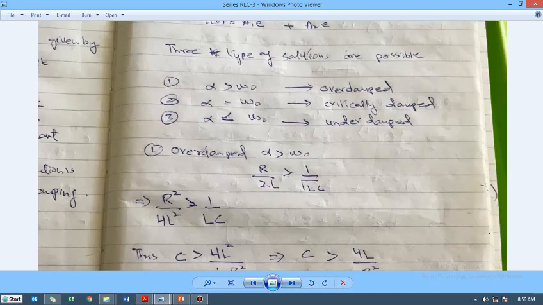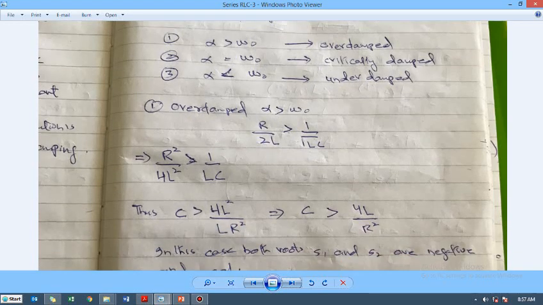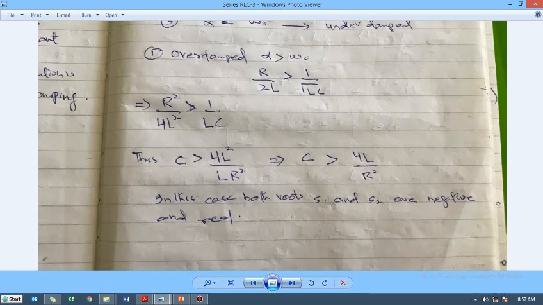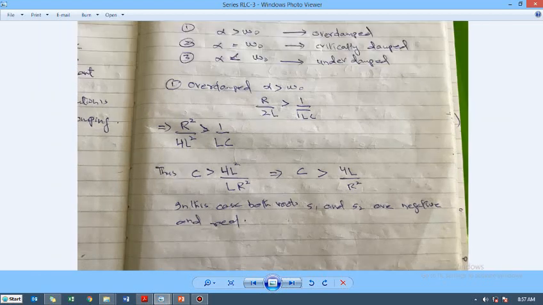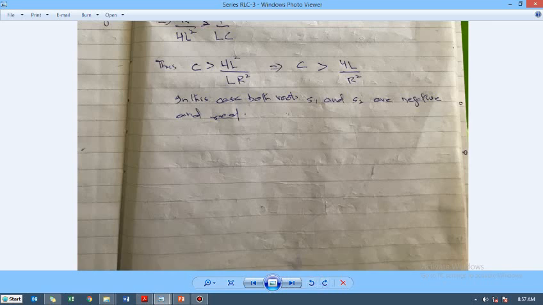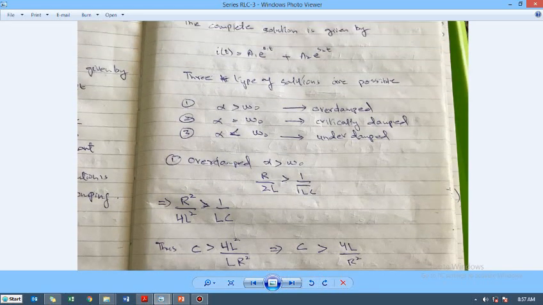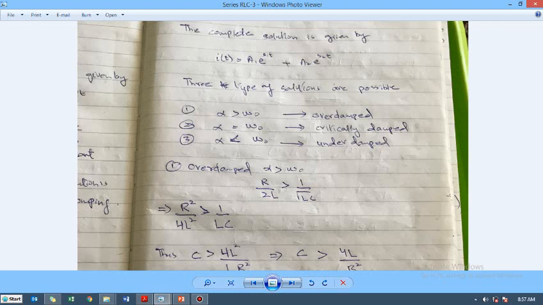And then there is also a possibility of alpha less than omega naught. In that case, there will be a minus sign under the root, and that will make an iota, so it will be a complex number. So these are the possibilities here. I was just showing you here that this is overdamped, alpha is greater than omega naught, and in that case C is going to be greater than 4L upon R square. Right, so these are the three possible systems. Either the system is overdamped, critically damped, or underdamped.